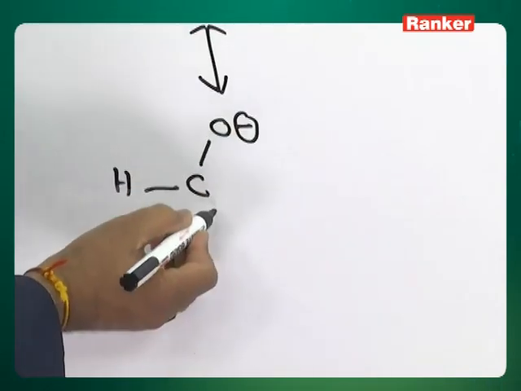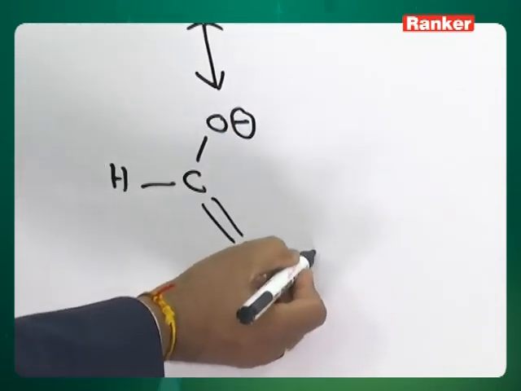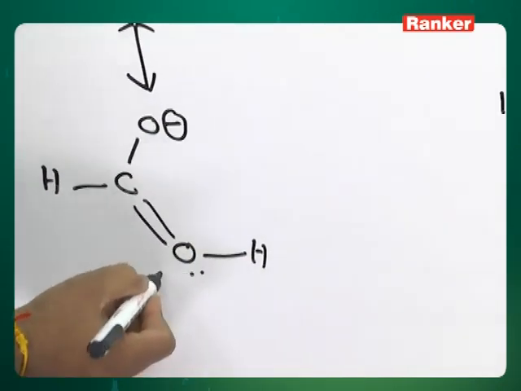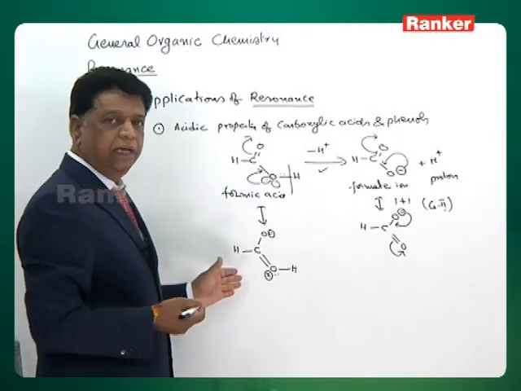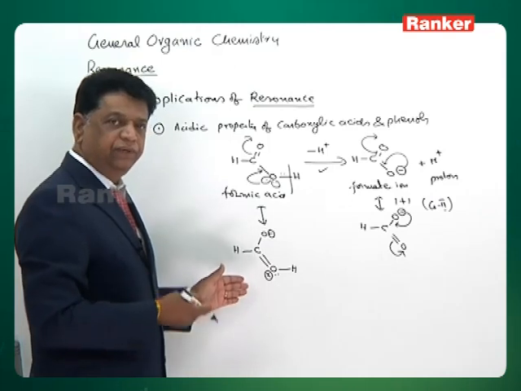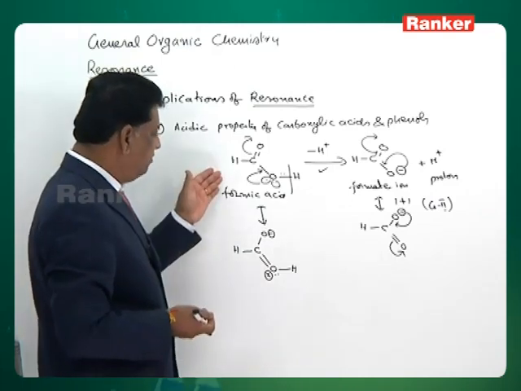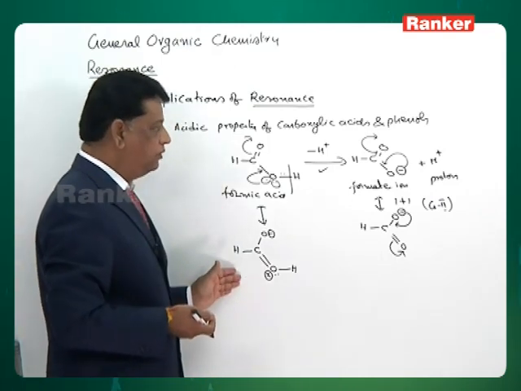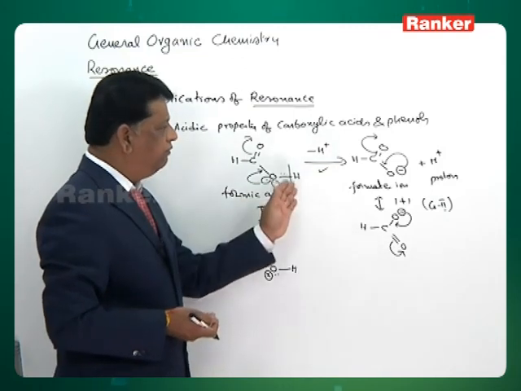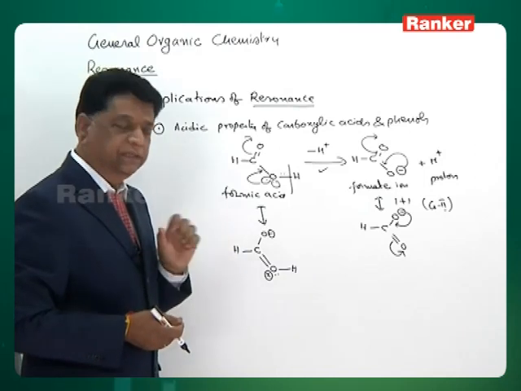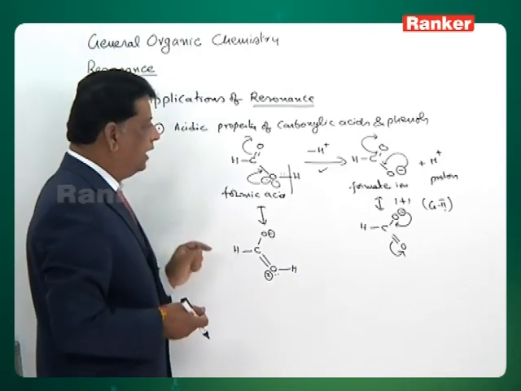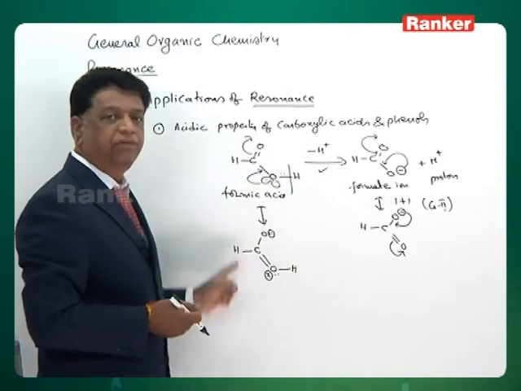O will become minus. This side you will get a double bond and a hydrogen. Only one lone pair, a positive charge is formed. Even the formic acid has a resonance. Now the question: when formic acid is also having a resonance structure, then what is the point of giving the proton and showing the resonance? If that question is asked, you must be very careful to differentiate what type of resonance.